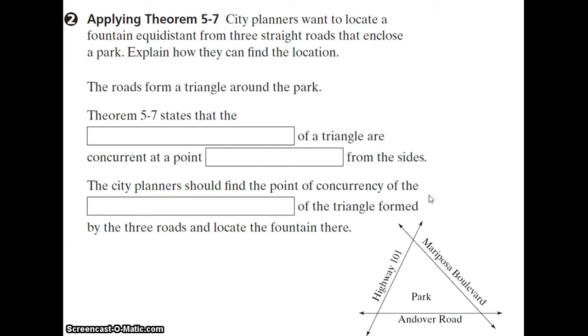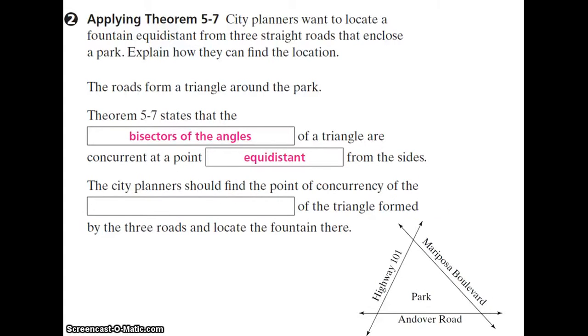Now, applying Theorem 5-7, we've got some city planners who want to locate a fountain equidistant from 3 straight roads that enclose a park. So how can we find the exact center of this particular park? Well, the theorem states that the bisectors of angles of a triangle are concurrent at a point that is equidistant from the sides. So we want the fountain right in the middle of the park, not off to the side, not somewhere else.